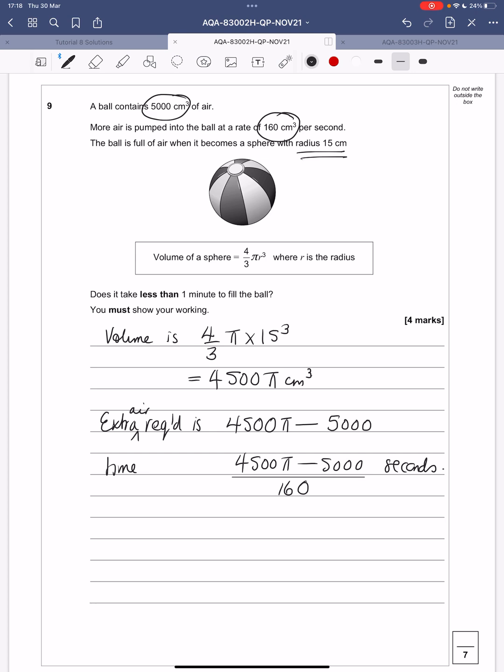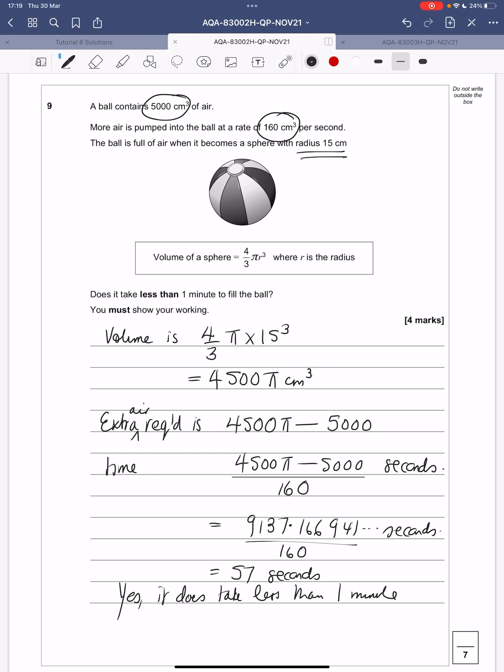Okay, so I'm going to do 4,500, which is already on the calculator, times pi, take away 5,000, and I've got 9137, etc., etc. I'll write it out, so if you do it in calculator steps, you can see that you're getting it right as you go along. Divided by 160, which is 57 seconds. So yes, it does take less than a minute to fill the ball.